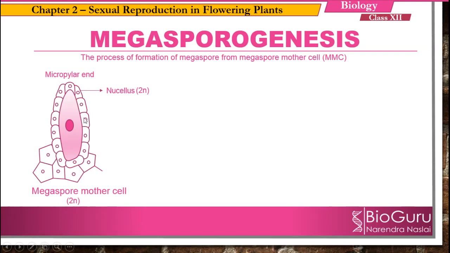So before the formation of the embryo sac or the female gametophyte, inside the ovule there is only one single large cell, called the megaspore mother cell, and it is diploid. Now this megaspore mother cell undergoes meiotic cell division. If you remember, meiosis is a reductional cell division where the number of chromosomes is reduced to half. And we also know that in meiosis there are two rounds of cell division.